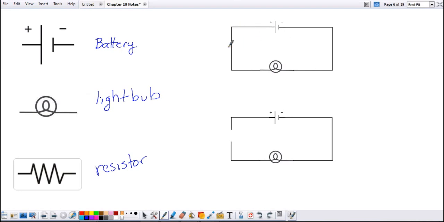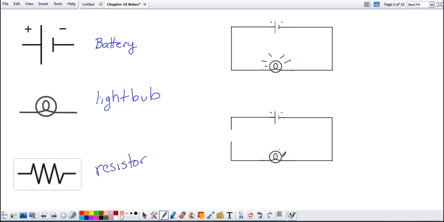In this top drawing, we have a closed circuit, a closed loop here, which means that our light bulb is going to turn on and light up, okay? Why is it closed? Well, this side of the light bulb is connected all the way to the battery, and also the other side is connected all the way to the battery. So we've got a closed loop there, and therefore the light bulb is going to turn on.